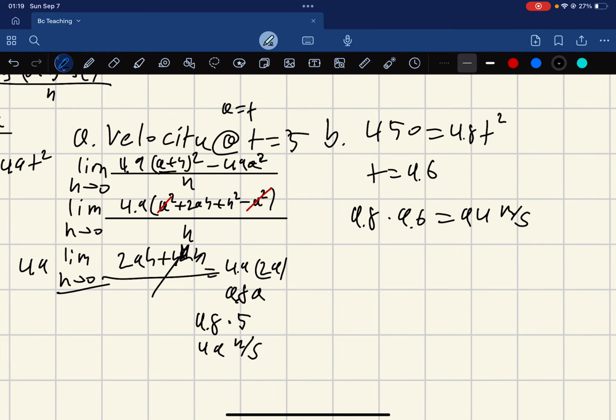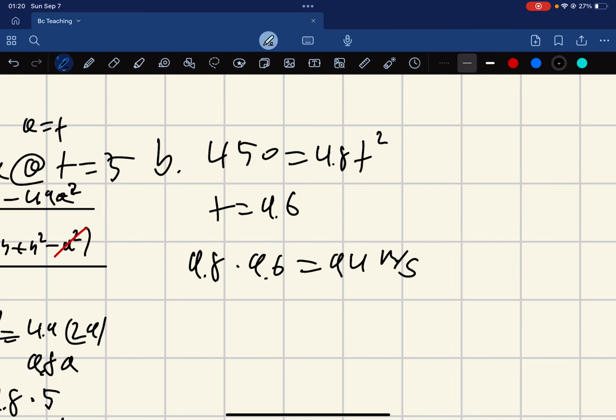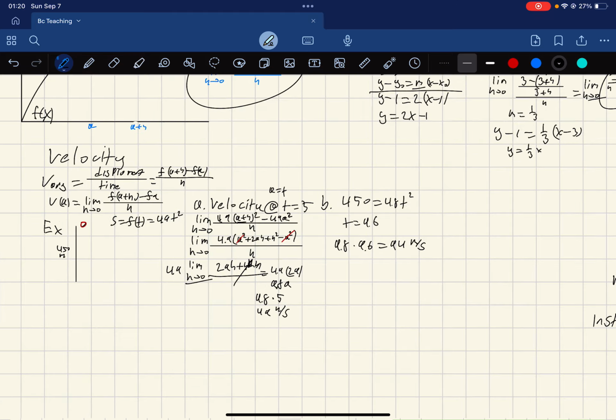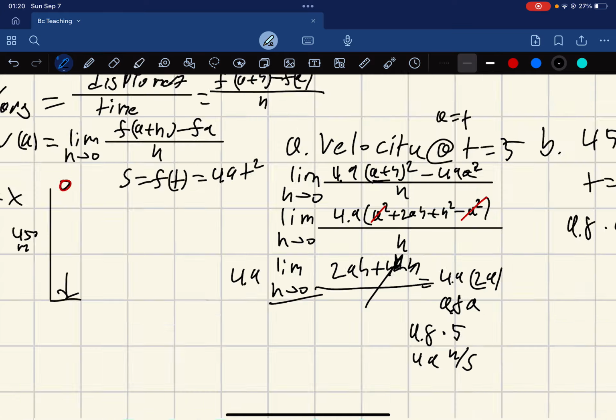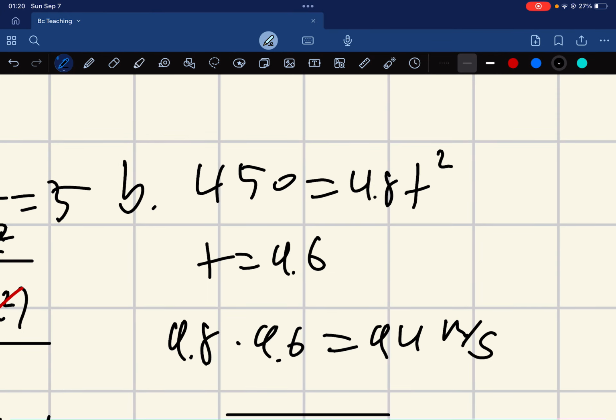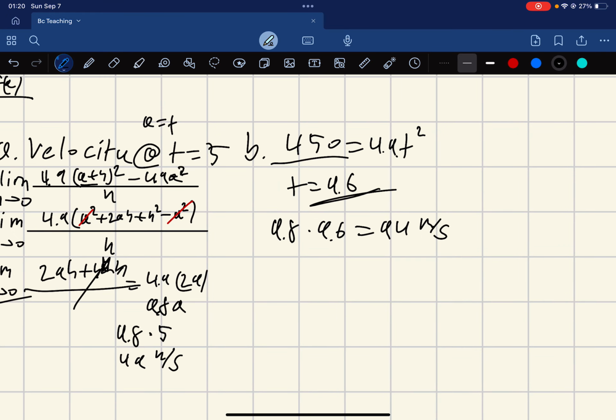And now you're finding it at time t, so you just plug in 9.8 times 5, which is 49 meters per second. And now, let's say you're trying to find the velocity as it hits the ground. So you just let our displacement function equal 450, so 450 equals 4.9 t squared, and you get t equals 9.6, and then you just plug that back into 9.8a.